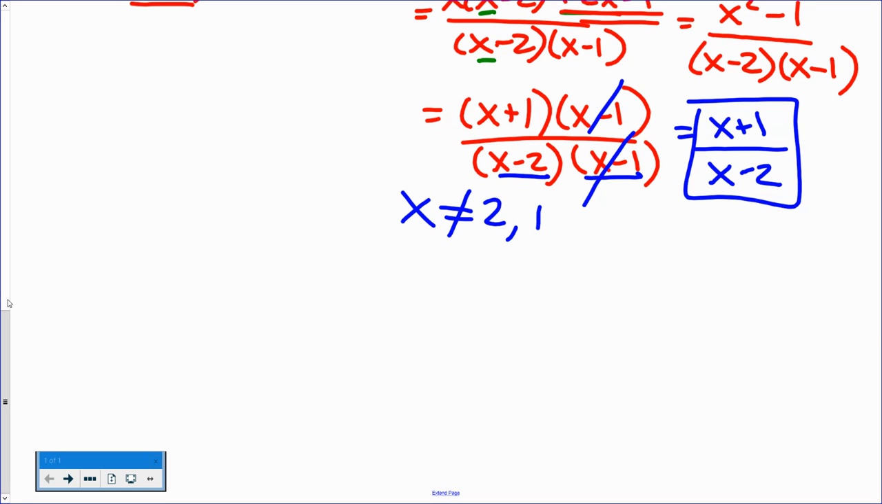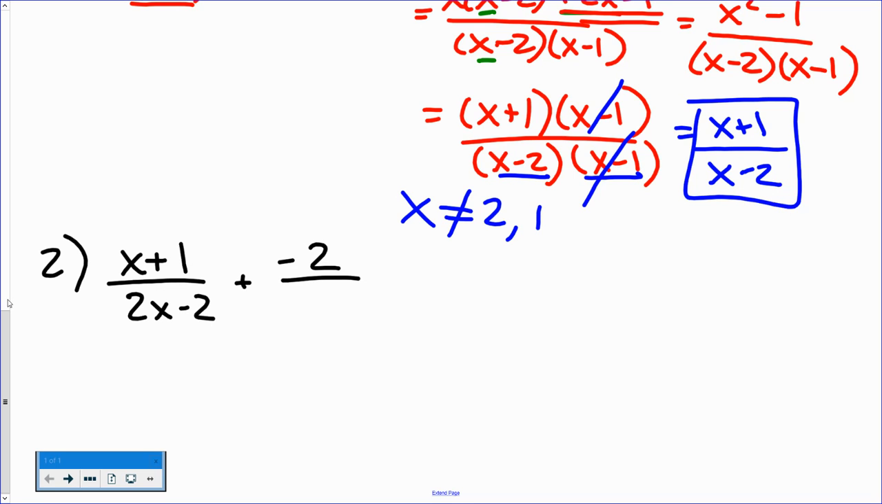Let's look at another one. So x plus 1 over 2x minus 2 plus negative 2 over x squared minus x. So if we are adding, we need a common denominator. To find a common denominator, I must factor. I can factor out a 2. I don't want this form anymore, I want the factored form, and I can factor out an x.